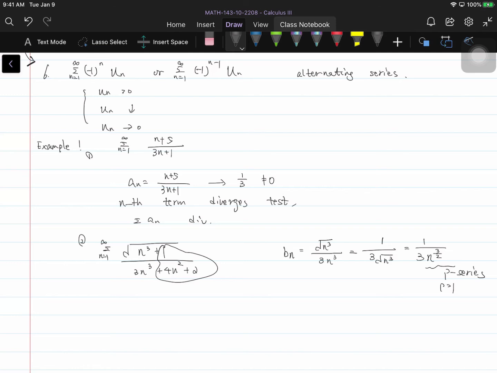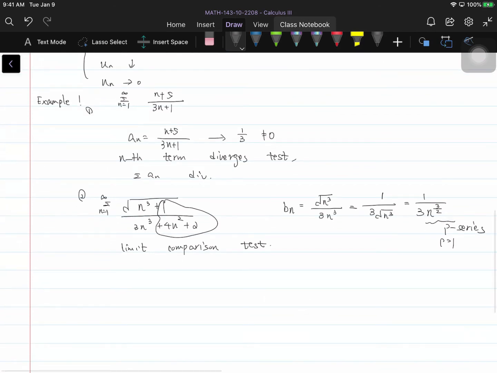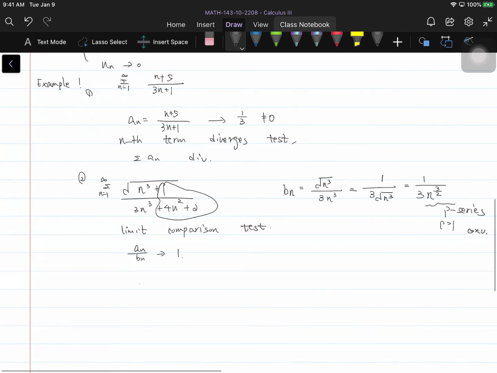So here we use the limit comparison test. You test a_n over b_n. I think the limit goes to 1, and then they both converge or diverge. And here, because b_n converges, a_n converges. So the series a_n converges.